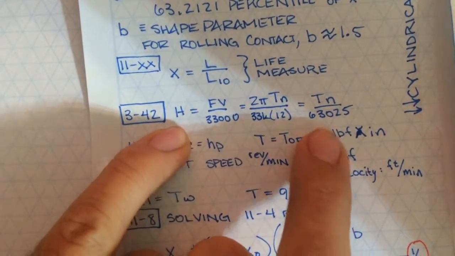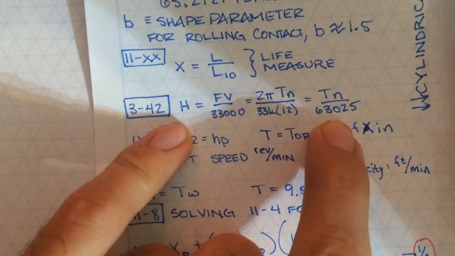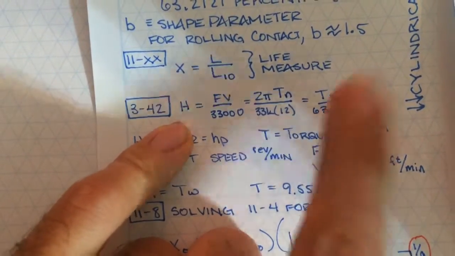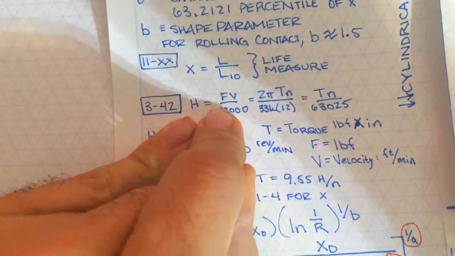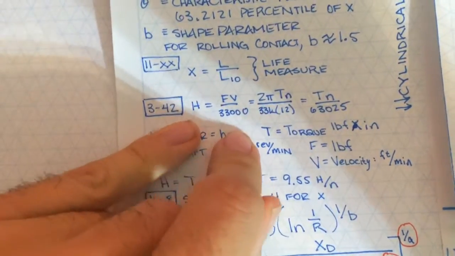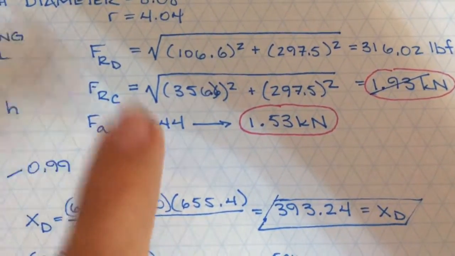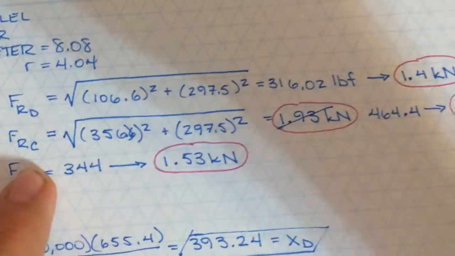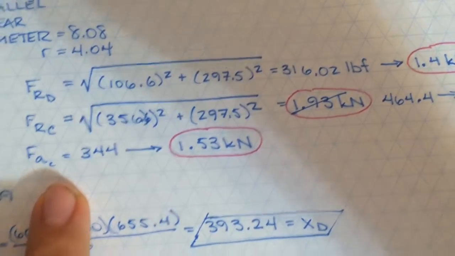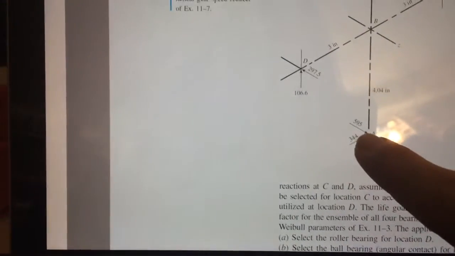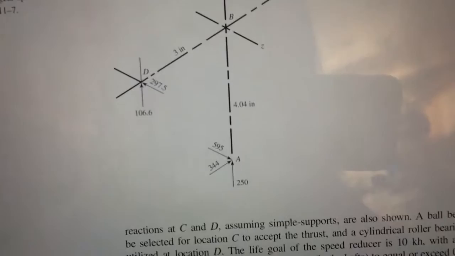So H, the horsepower, equals Tn over 63025. So we solve for N, and that means we throw the 63025 over here with the H and divide by the torque. The torque is going to be the force, which is these forces. Alright, I think I have to bring up the problem. So here, the problem, 595, because that looks like a nice torque there.